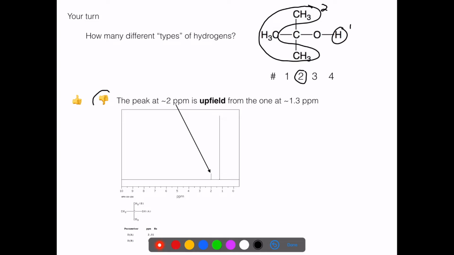All right, so that would be a thumbs down because we would say that this is downfield. The peak at 2.0, or about 2 parts per million, is downfield from the 1 at 1.3. And so we would say that 1.3 is upfield from 2. So just a couple of review questions about some of the things we've talked about.